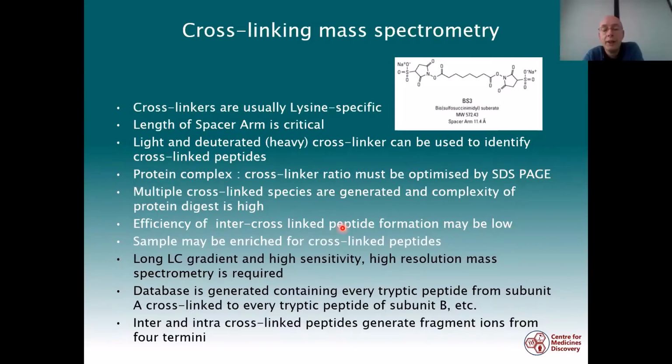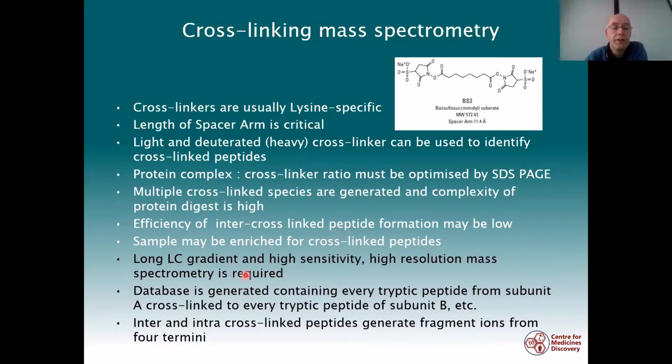There are enrichment techniques for cross-linked peptides. In general, you're going to need a long LC gradient to separate them. You need high sensitivity, so you may want to do this with nano LC-MS. You will definitely need a high resolution mass spectrometer, so I would recommend an Orbitrap or a very high resolution TOF.